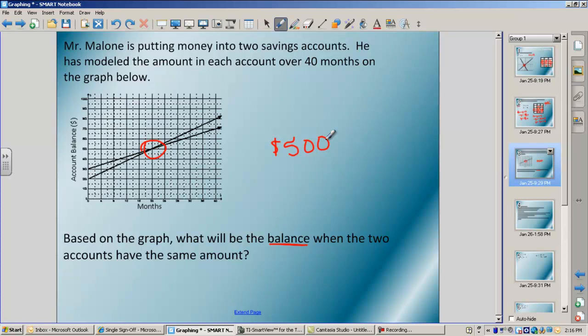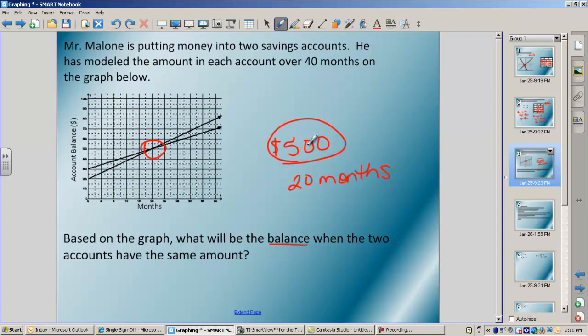If you really want to know, it's also going to take 4, 8, 12, 16, 20 months to get there. I know that wasn't part of the question, but it doesn't hurt to go ahead and see it. They will have $500 when the 2 accounts are equal. All you're doing is looking for the intersection point.